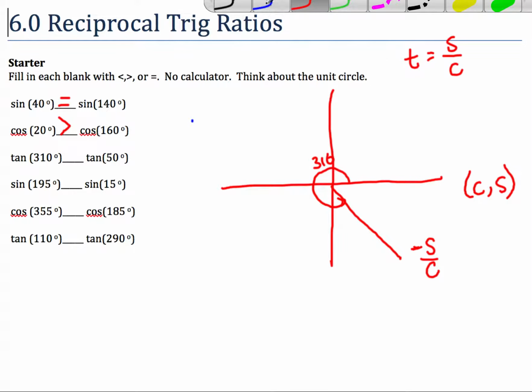Well, let's take a look now at the tangent of 50. Well, 50 degrees is going to be right here. We're in the positive quadrant, so S divided by C, those are all positive values, so the tangent of 50 is going to be greater.